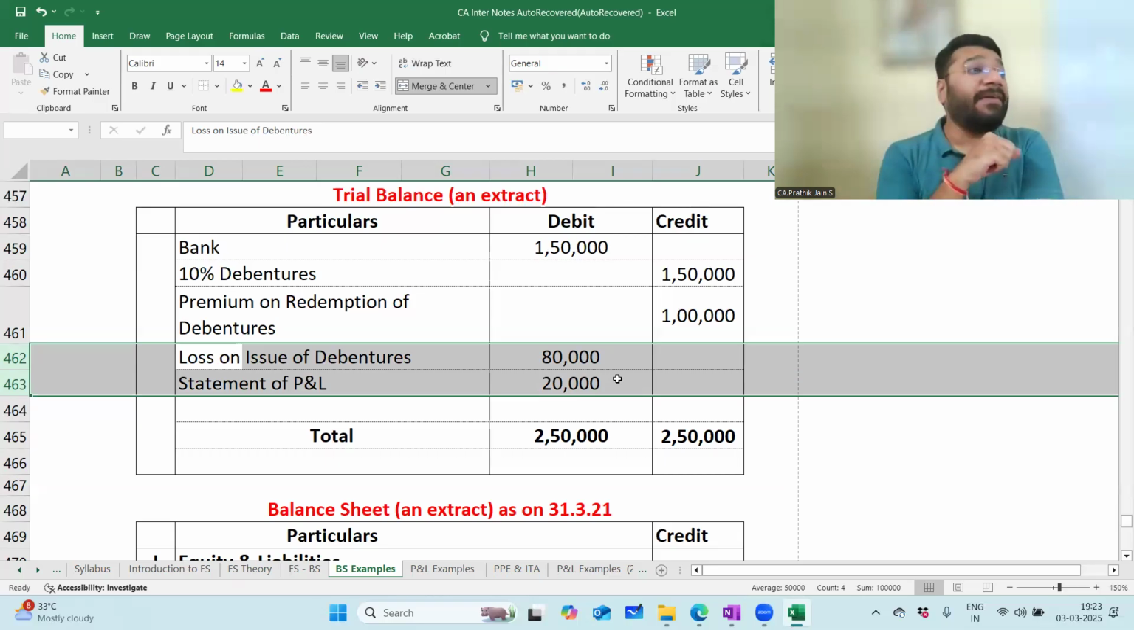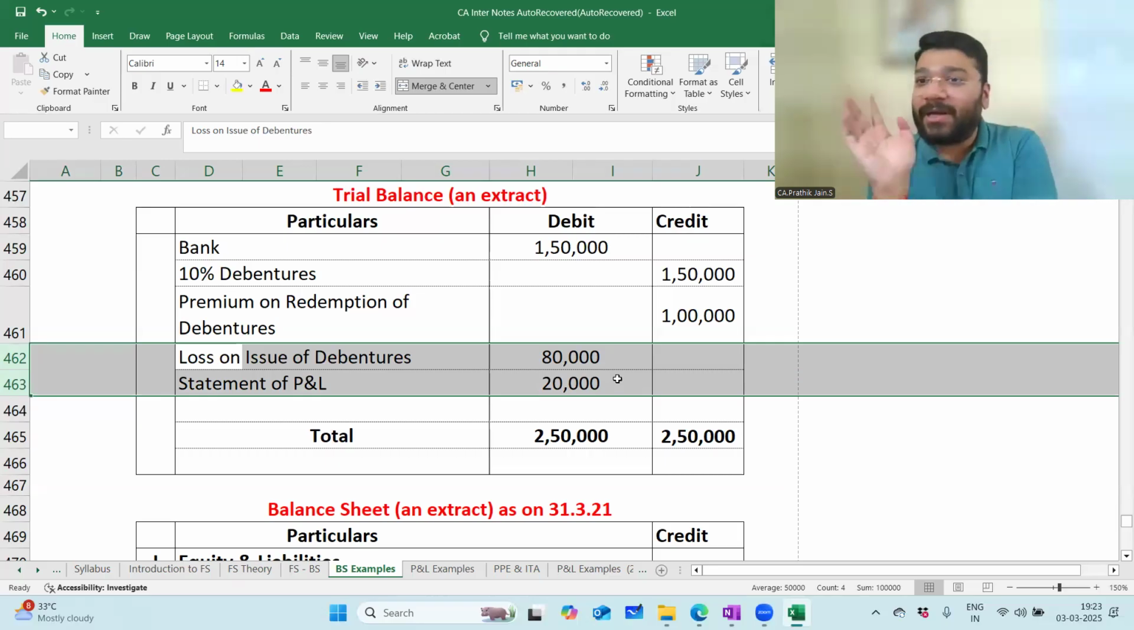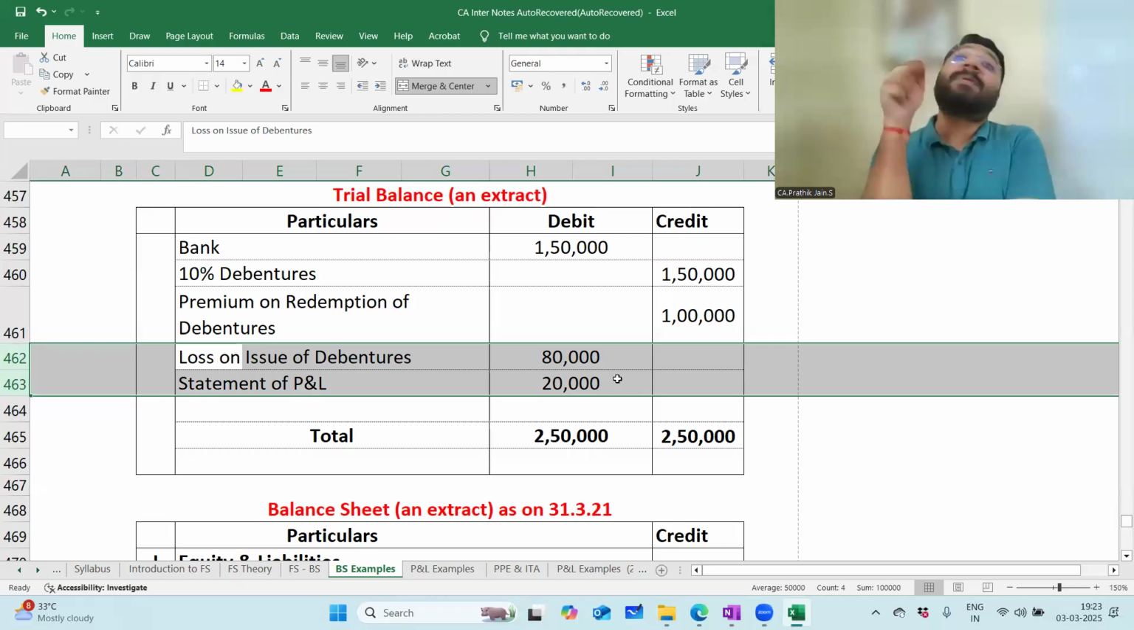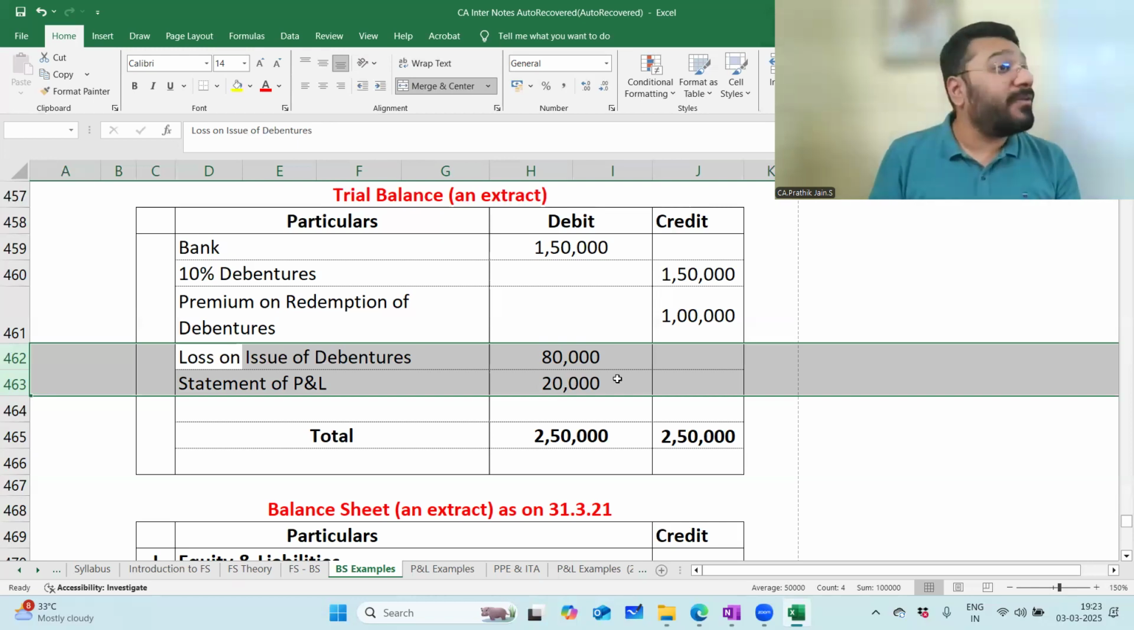If the statement of P&L is given, it means the current year P&L is prepared. All the income is transferred, all the gains are transferred, all the expenses and losses are transferred. Is preliminary expense alone not transferred? No, that also is transferred, but how much? A part of it, as per the matching principle. The remaining part is not transferred because of the matching principle. That is this discount, loss, and preliminary and miscellaneous expenses.